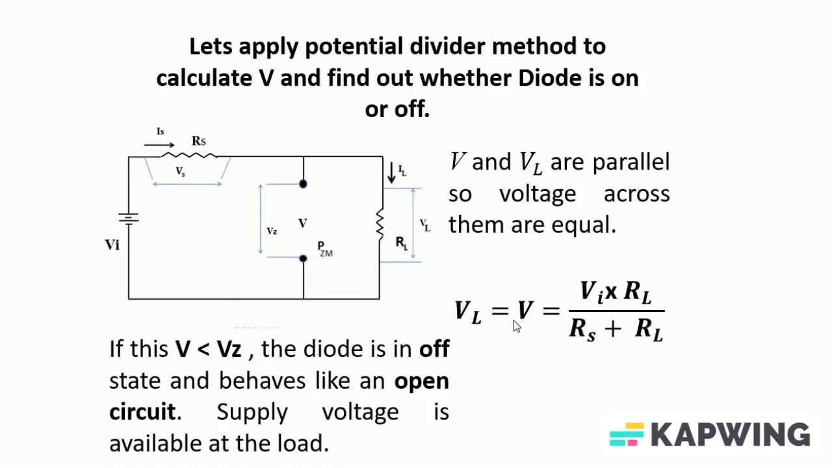If this voltage V is less than the breakdown voltage Vz, then the zener diode is turned off and it ideally behaves like an open circuit. The zener diode is not conducting in this scenario right now.